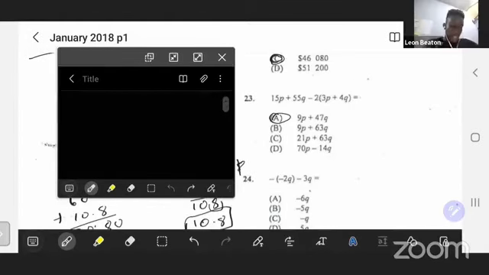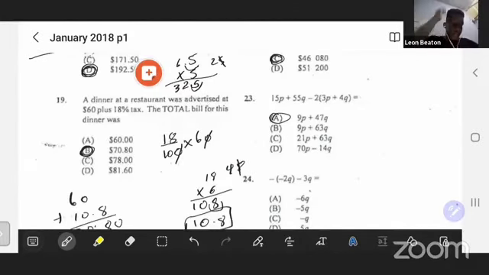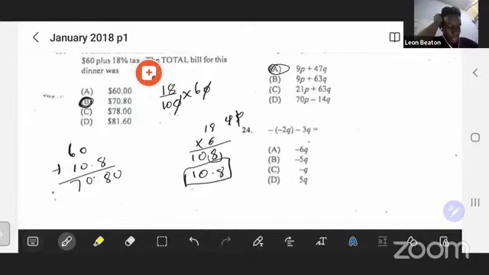So we have now 24: negative open bracket -2q minus 3q. So we got to do some simplification there. Negative times negative will give you a positive. So we'll have 2q subtract 3q. So that would be -q, which is C.